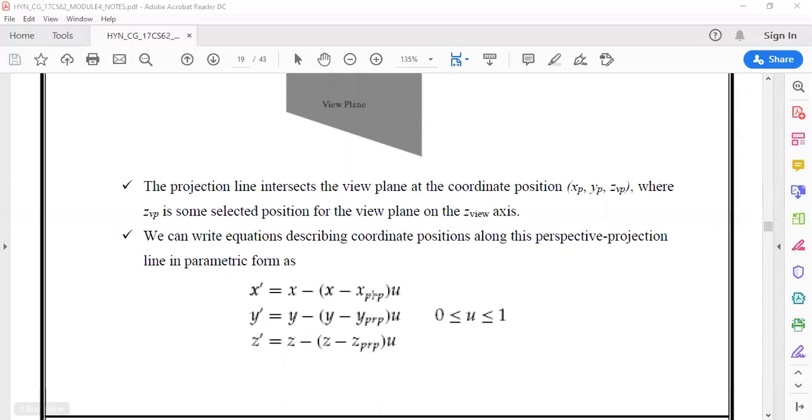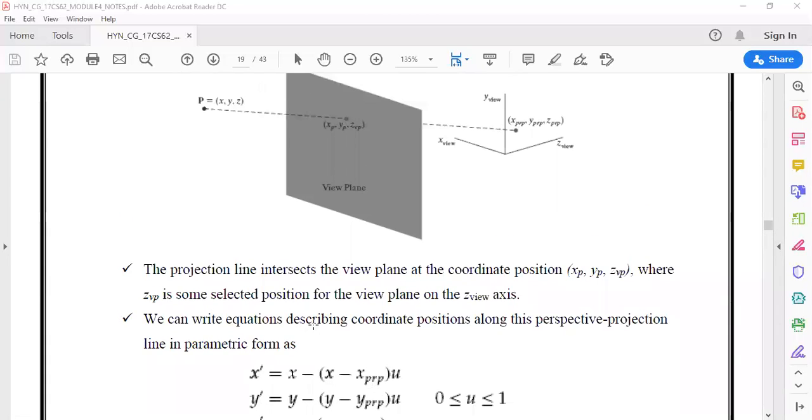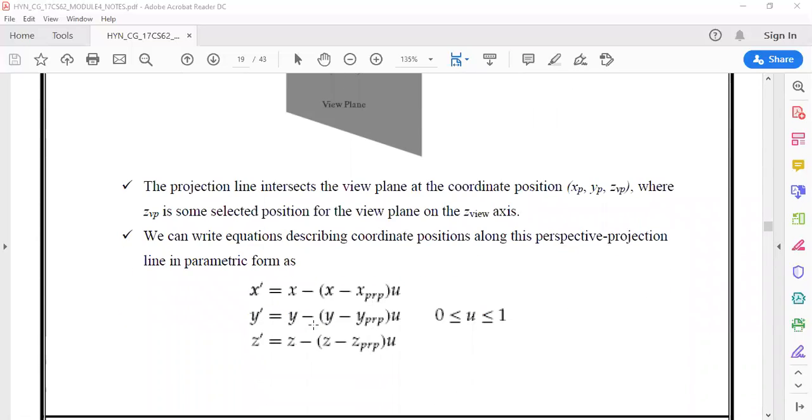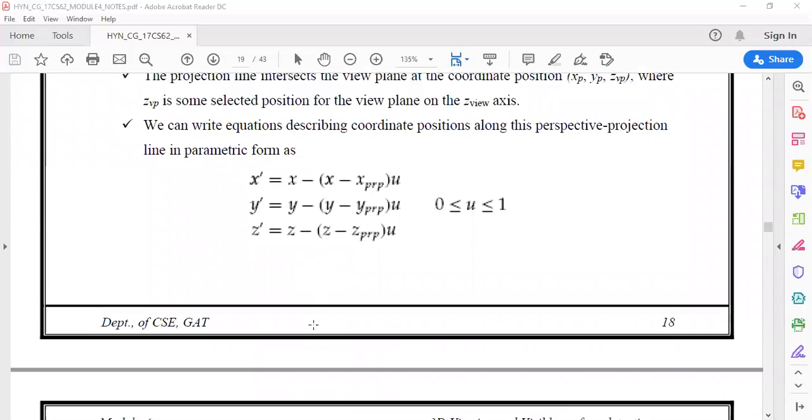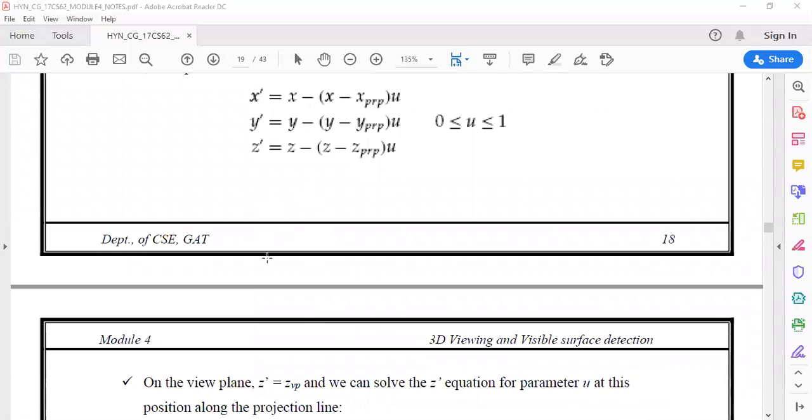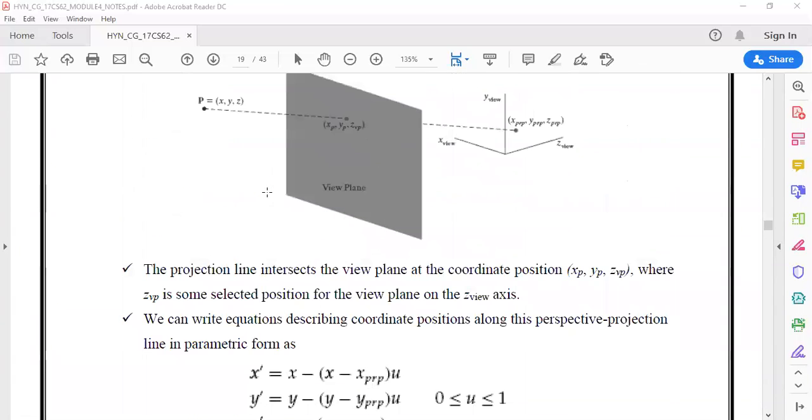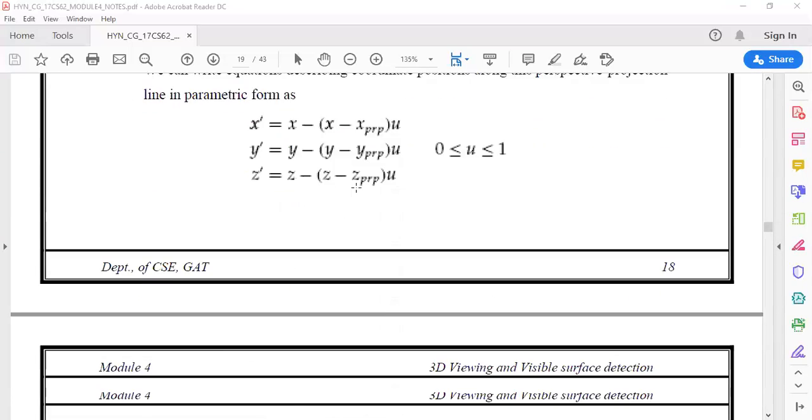These are called the parametric equations which are written for perspective projection. These are written by considering the symmetric triangles, so these are the standard equations. On the view plane, we know that z dash is equal to zvp. So x dash is xp, y dash is yp, and z dash is zvp.